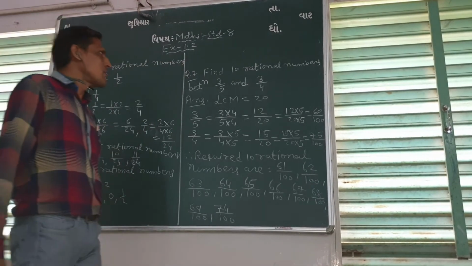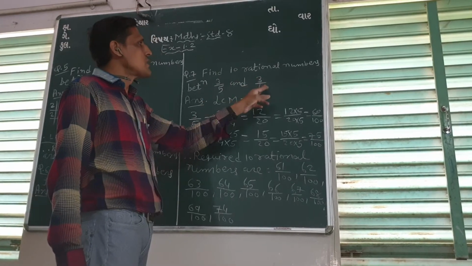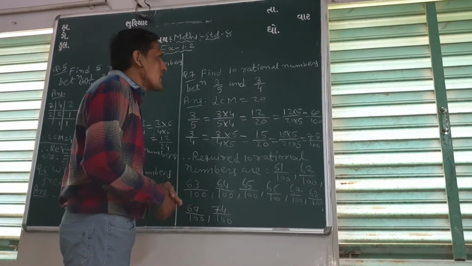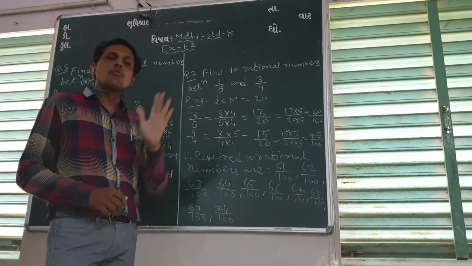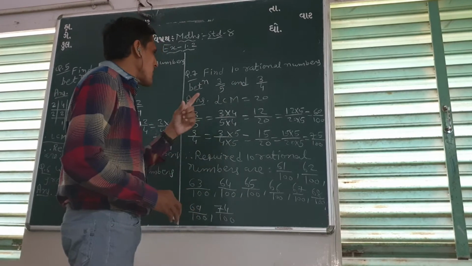Find 10 rational numbers between 3 by 5 and 3 by 4. So the LCM of 5 and 4 is 5 fours are 20. Both are co-prime numbers, right? There is no common factor of 5 and 4, so we can directly multiply for the LCM.